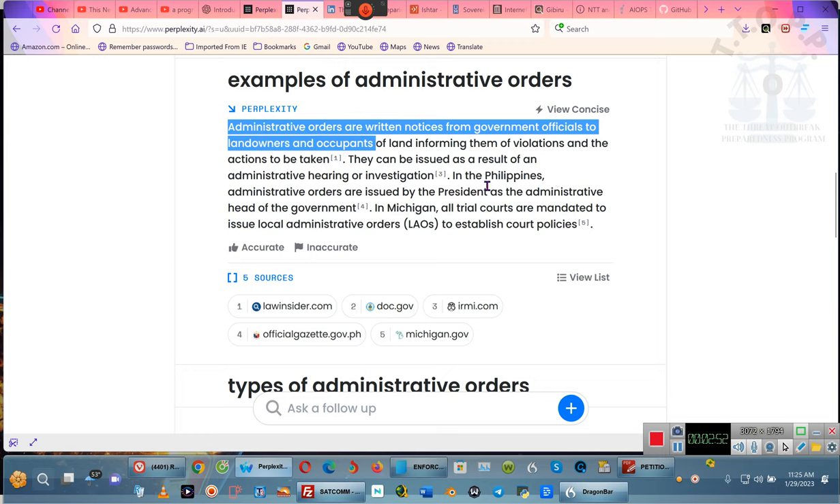Now, ladies and gentlemen, in the Philippines, administrative orders are issued by the president as an administrative head of government. See, there's no longer any kings in the Philippines. In Michigan, all trial courts are mandated to issue local administrative orders to establish court policies. That's why all of your courts put out their local rules. And it's signed by the presiding judge of the court because it now becomes an order and now it can be enforceable.